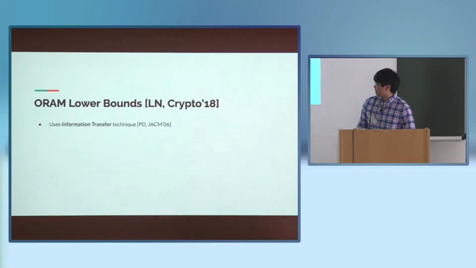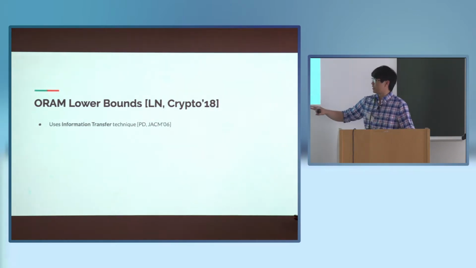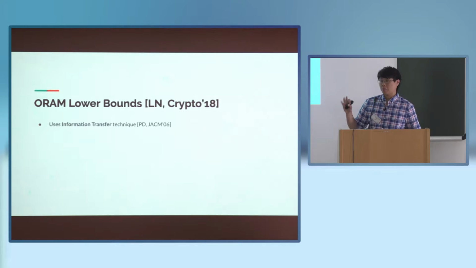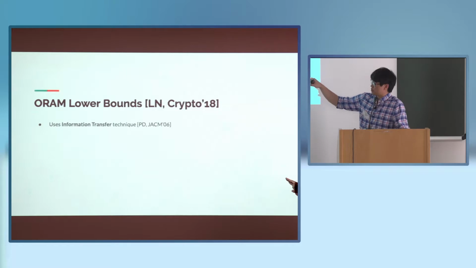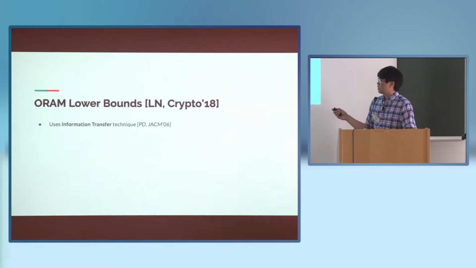All right, so we'll see the information transfer technique again. I'll go over the Larson-Nielsen lower bound quickly, but I wanted to tell you why it won't apply for differentially private RAMs. And I think Casper showed it a little bit. I'll get into a little more detail here. Quickly recall that this Larson-Nielsen lower bound uses the information transfer technique from the Pătrașcu-Demaine paper from '06.